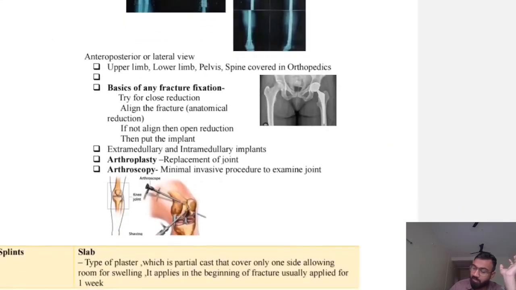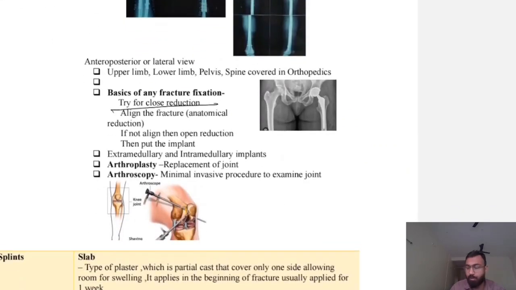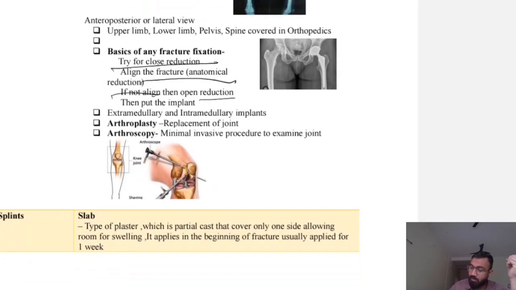Now, the basics of any fracture fixation. Try for closed reduction, I have explained to you. Align the fracture anatomically, explained to you. If it did not align, then go for open reduction, I have explained to you in the nailing. Okay, we have learned about the extramedullary and intramedullary implant. Now there is a concept of arthroscopy and arthroplasty.